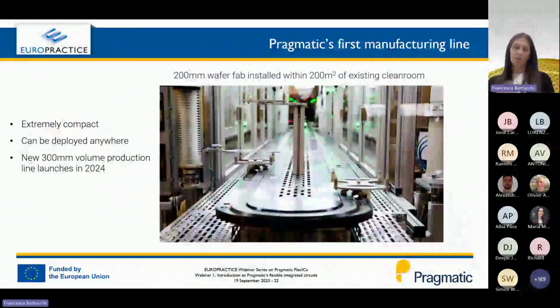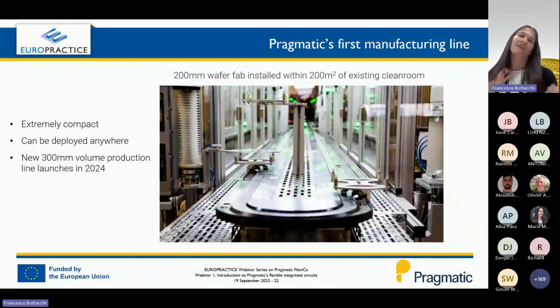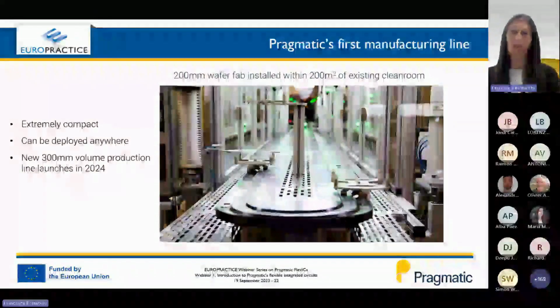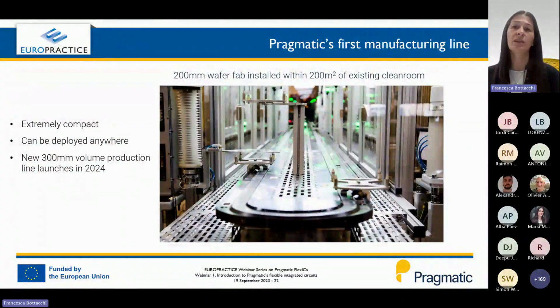So what are we doing at Pragmatic? This is a picture of our first manufacturing line. It's a 200 millimeter wafer fab, so an 8-inch wafer fab, installed within 200 square meters of an existing clean room. This is extremely compact. 200 square meters is really small if you think of semiconductor manufacturing. It is enclosed in a box, fully automated, and requires minimal engineering maintenance. This is currently used both for commercial orders and for R&D development.